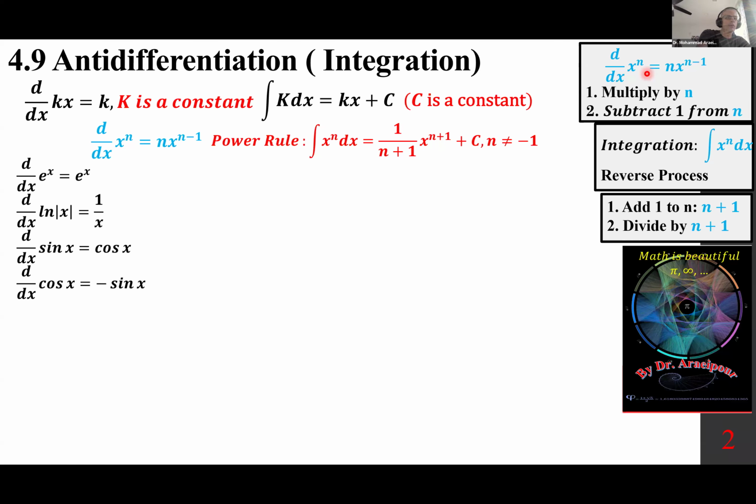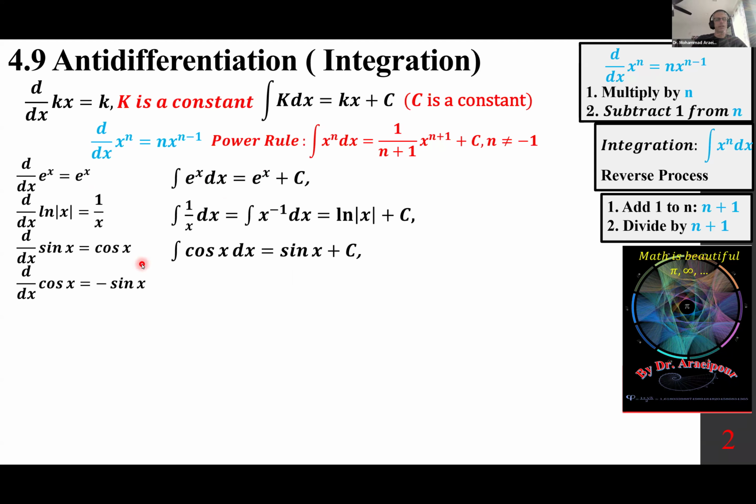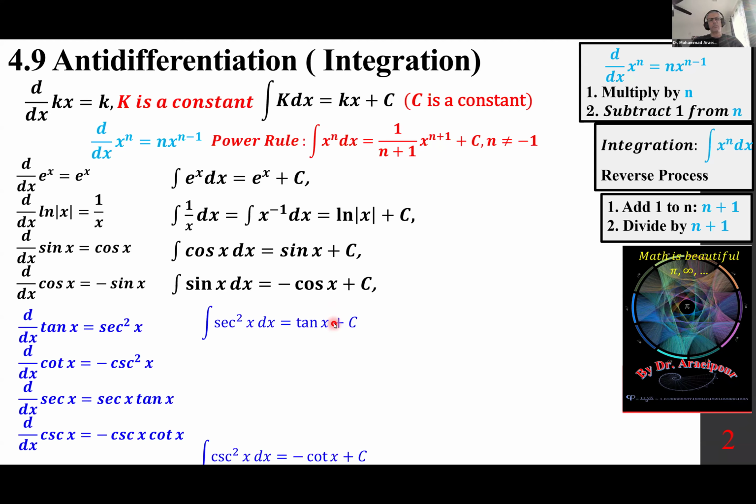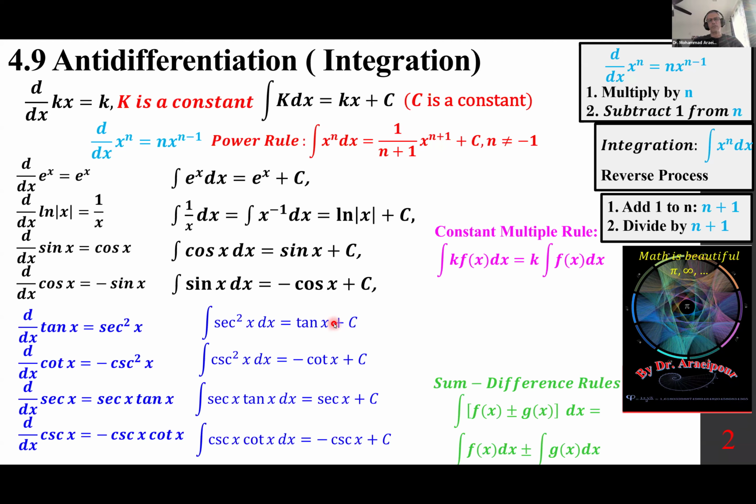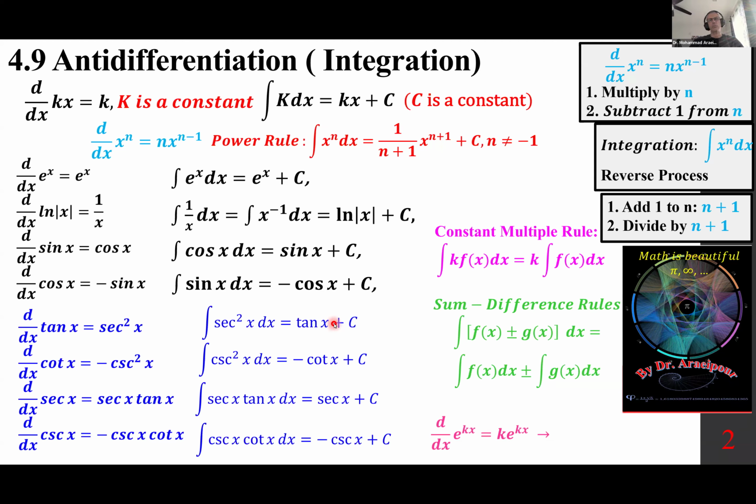For example, if the derivative of e to the power of x is e to the power of x, the integral of e to the power of x dx must be e to the power of x plus a constant. If the derivative of ln x is 1 over x, then the integral of 1 over x dx, which is x to the power of negative 1, is ln of the absolute value of x plus c. If the derivative of sine is cosine, the integral of cosine x dx must be sine x plus a constant. And if the derivative of cosine is negative sine, the integral of sine x must be minus cosine x plus a constant. The rest of them follow in the same manner. As far as differentiation is concerned, we are comfortable, so we can do the reverse process.